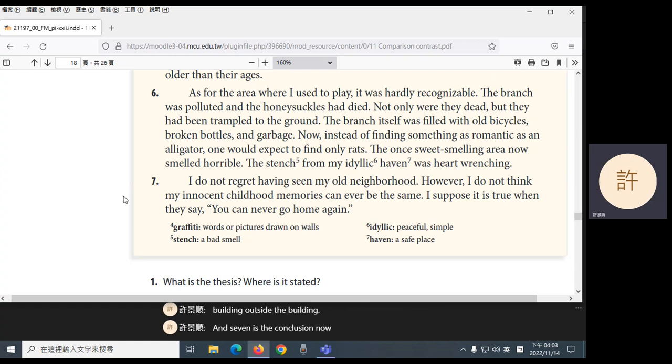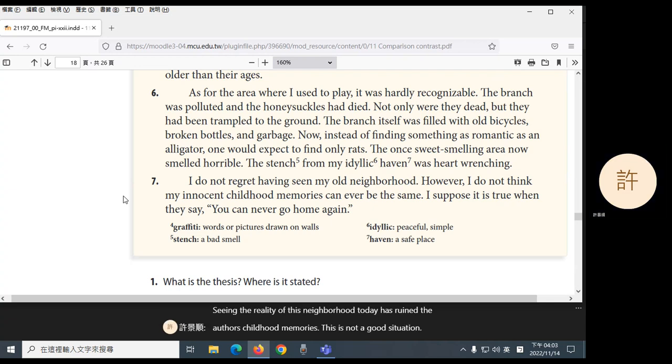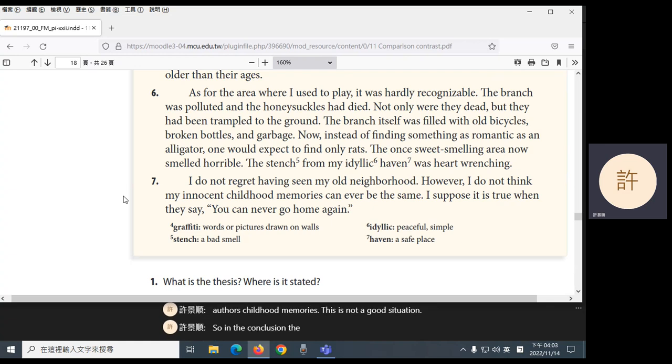Now, the author says that his child, or I guess their childhood memories, will never be the same. Seeing the reality of this neighborhood today has ruined the author's childhood memories. This is not a good situation. So, in the conclusion, the author is trying to find the meaning of this experience. It's such a terrible experience. What can I learn from this? What importance is there in this experience?